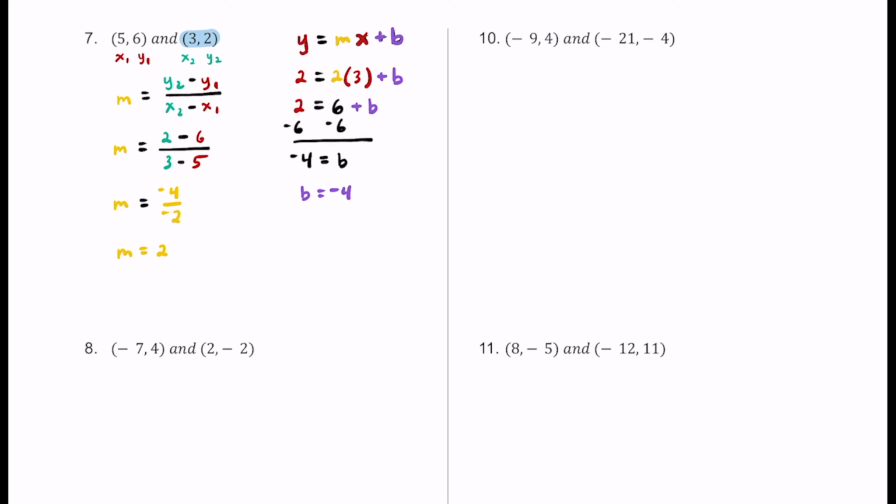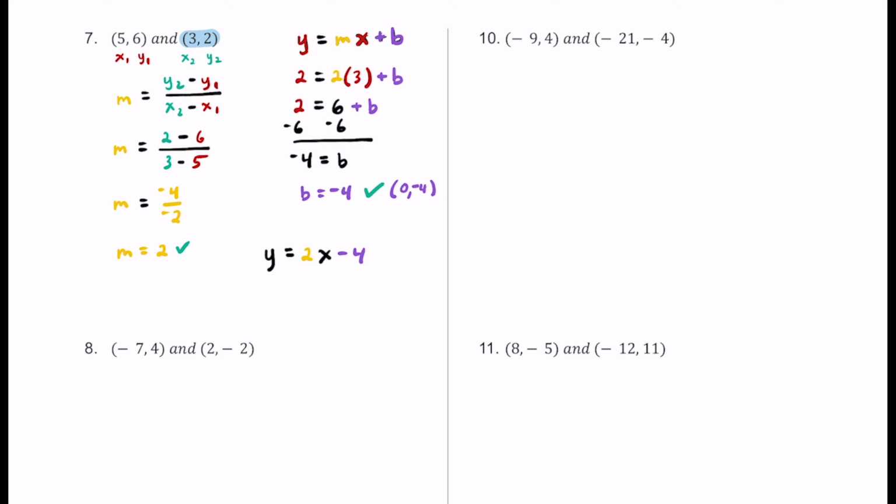So at this point, we have figured out our 2 for our slope, and we have our negative 4 for our y-intercept. From that, we know that 0, negative 4 is going to be a point on this graph. That would be a third point on it. And we can write our linear equation as y is equal to 2x minus 4.